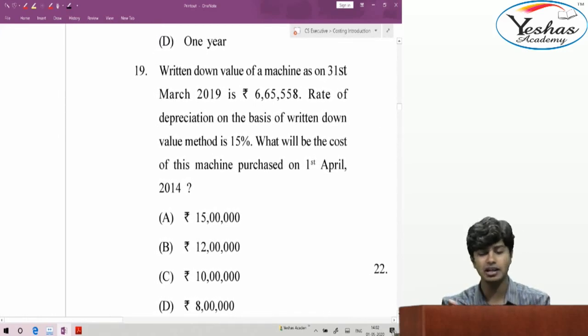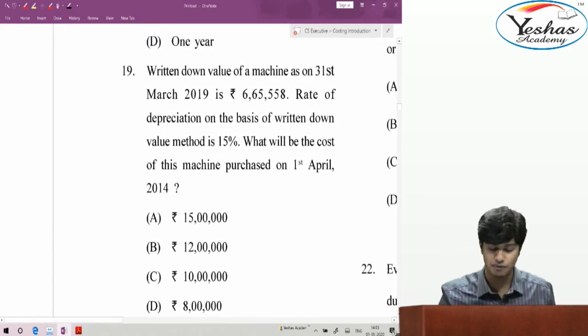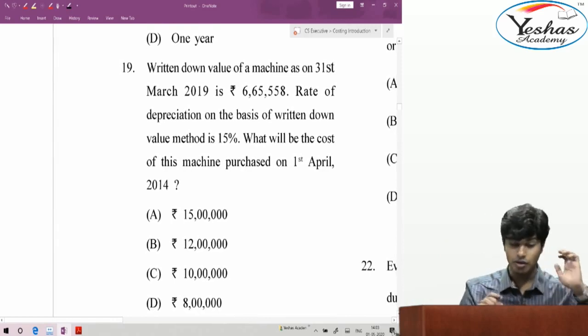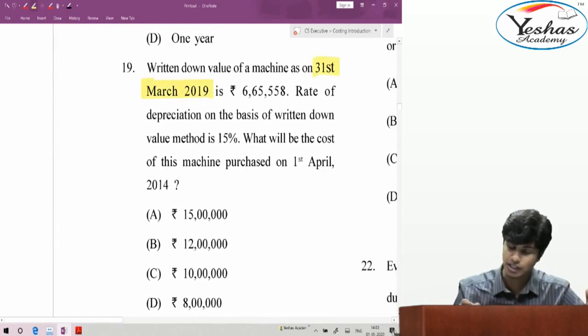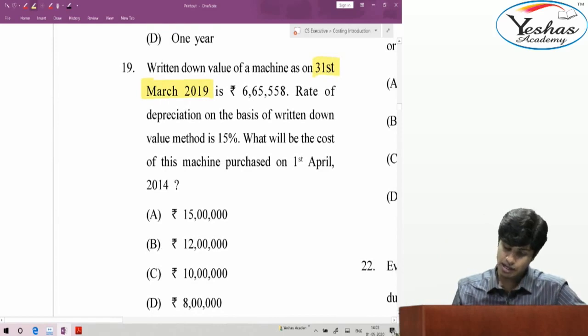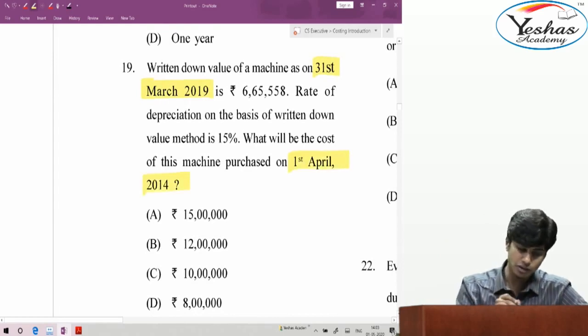So what is the present date? Written down value of the machinery on 31st of March 2019. We are right now in which year? March 2019, end of 2019. And they want us to find it as on 1st of April 14. So how many years should we go back in time?